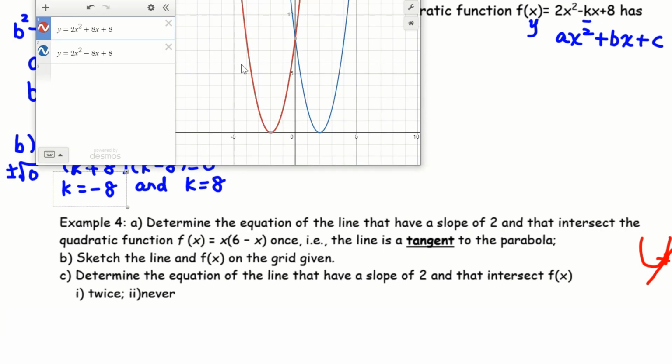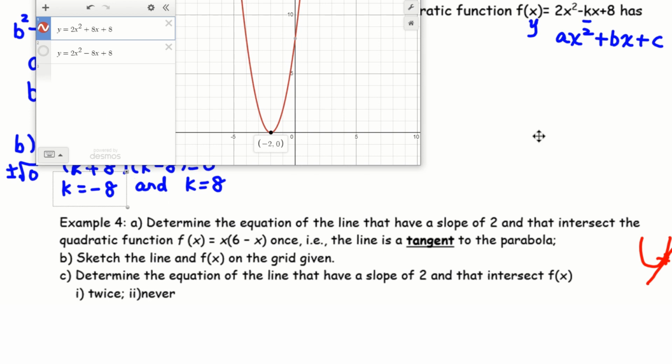Let's graph it. When k equals negative 8, you will have y equals 2x squared minus negative 8x plus 8. That is the red graph. And you will see there is only one point of intersection with the x-axis, so you have only one zero, or two equal zeros. So this is for k equals negative 8.